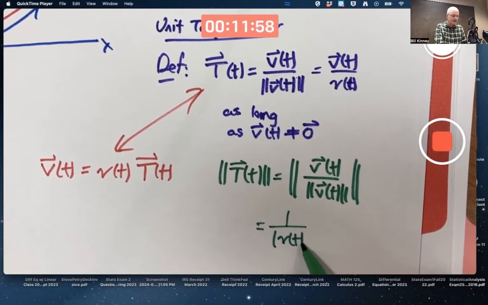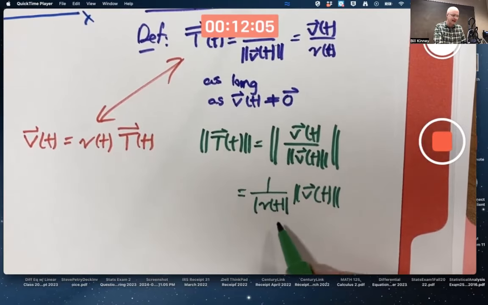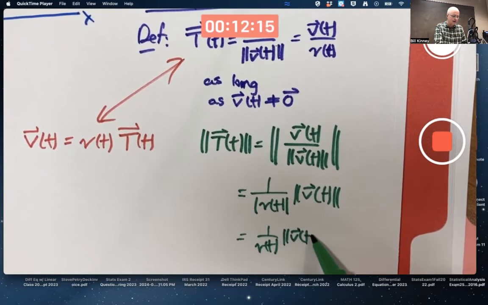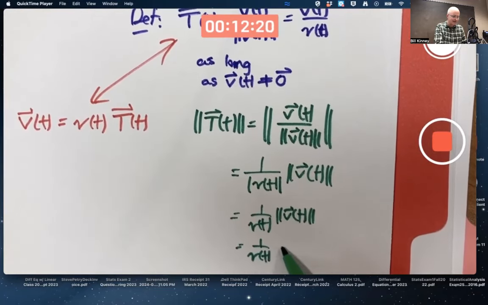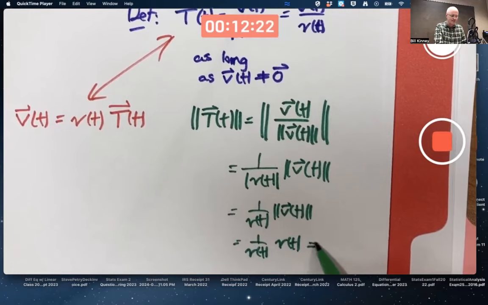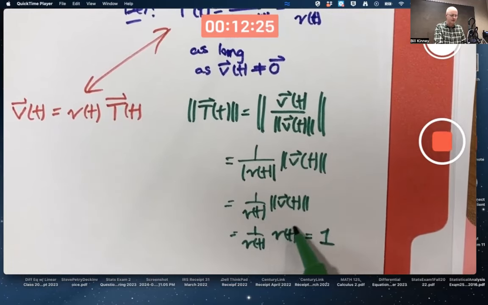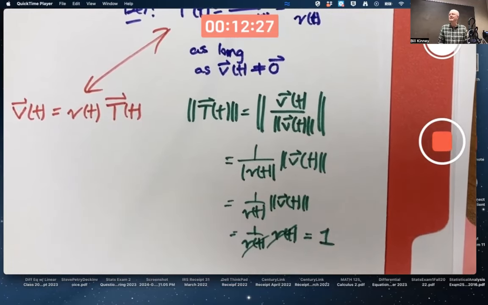Let's write it like this. Scalars can be factored out like that, but this scalar is not negative, so I can get rid of those absolute value signs. And the length of v of t is v of t, the scalar v of t, it's the speed. This simplifies to 1. Capital T is a unit vector as long as I'm not dividing by 0. That's the official abstract verification of that fact.